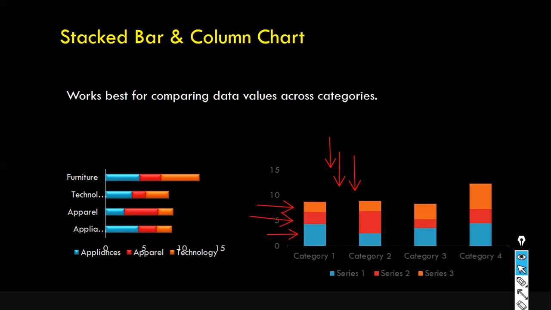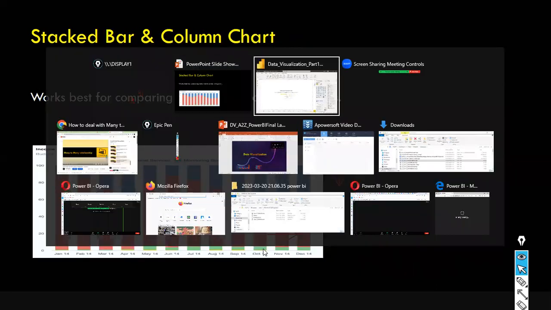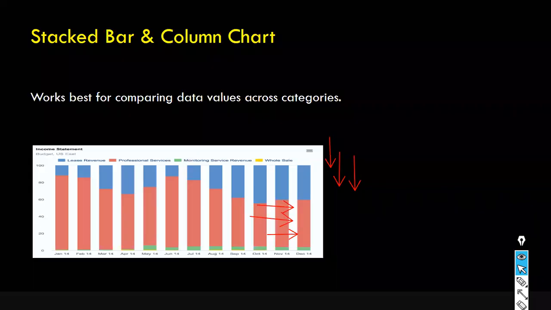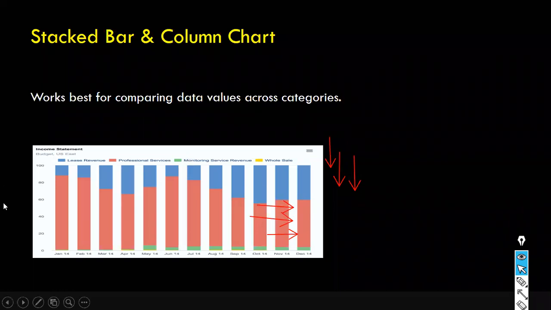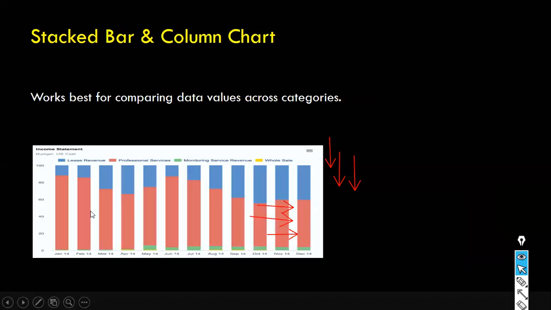Okay, and the next one is the 100% stacked chart. If you keep the cursor on the 100% stacked chart, here also there are two types: a bar chart and a column chart. Even in this case, the rectangles are stacked one over the other. But the difference is, if you see all the bars in this visual, all the rectangles are at the same height. Unlike the typical stacked bar and column chart, here it will display the values in terms of percentages.